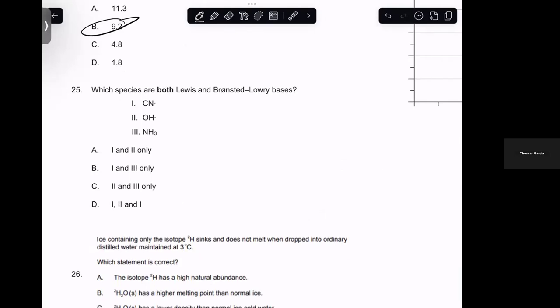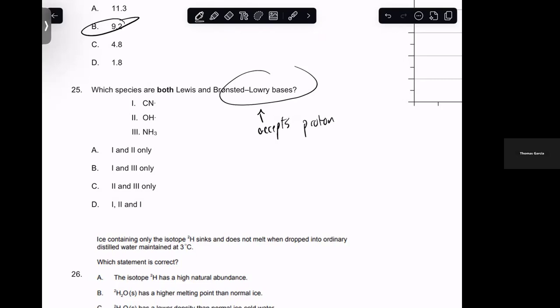25. Which species are both Lewis and Bronsted-Lowry bases? So when looking at this, the first part is the Bronsted-Lowry base. That one's pretty easy. Anything that accepts a proton.